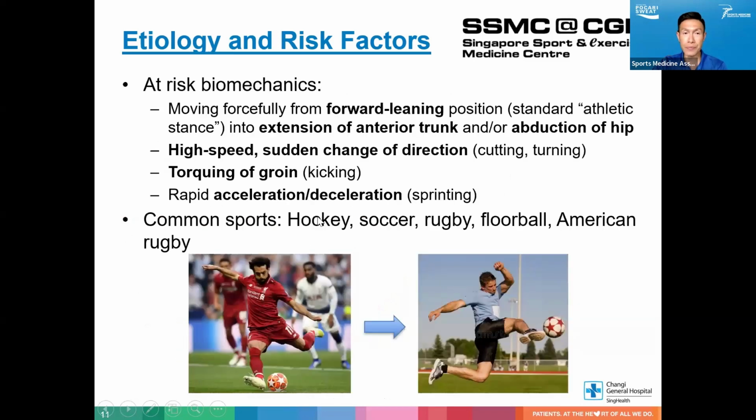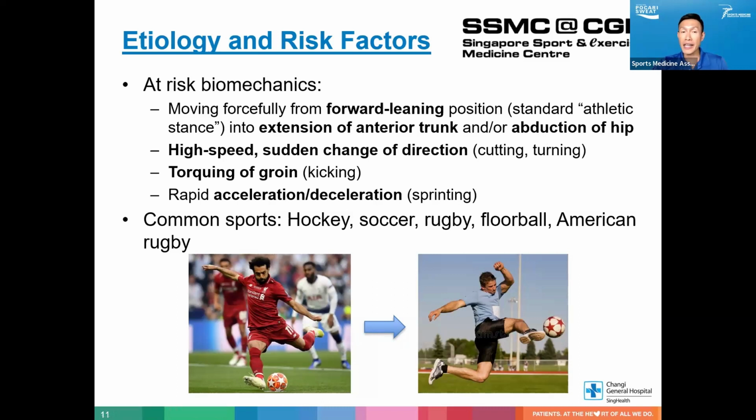Okay. So what are the at-risk biomechanics? Gordon has already alluded to some of the types of sports that are at risk. But basically what these sports have in common is that they move forcefully from a front-leaning position, or what we call the standard athletic stance, into an extension of the trunk, bending backwards, or adduction of the hip, right? So they lean forward and then they suddenly extend their trunk.